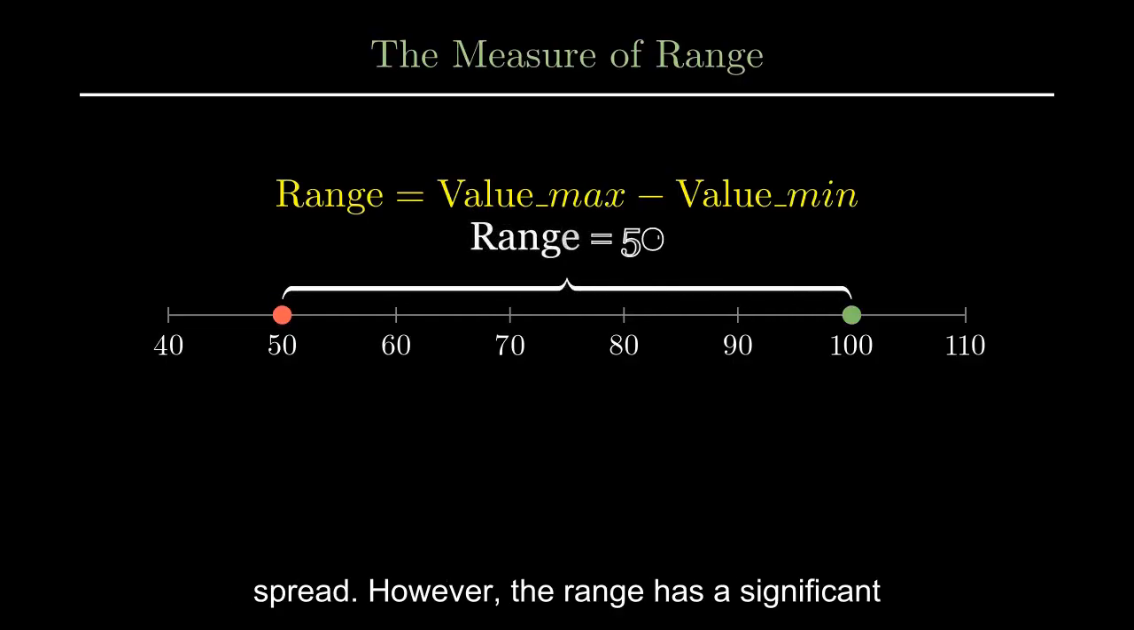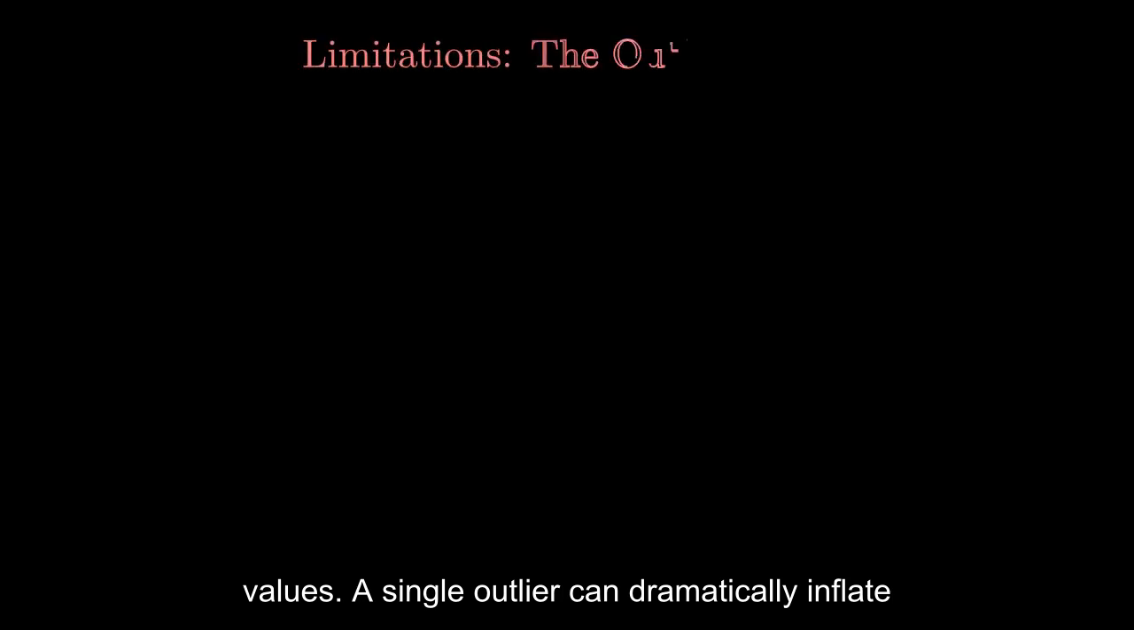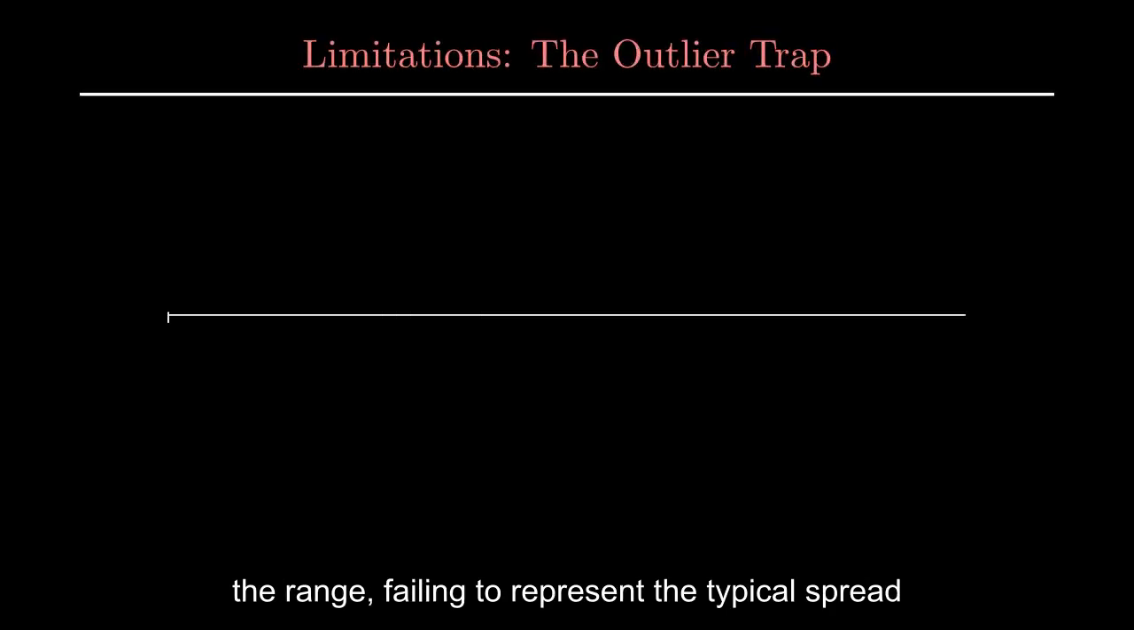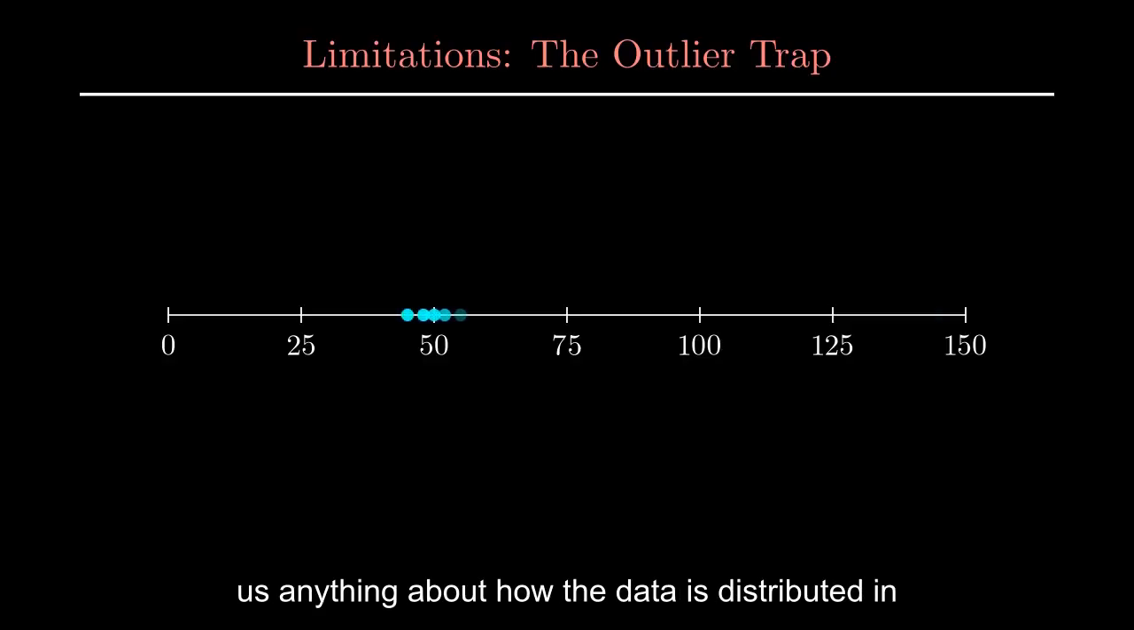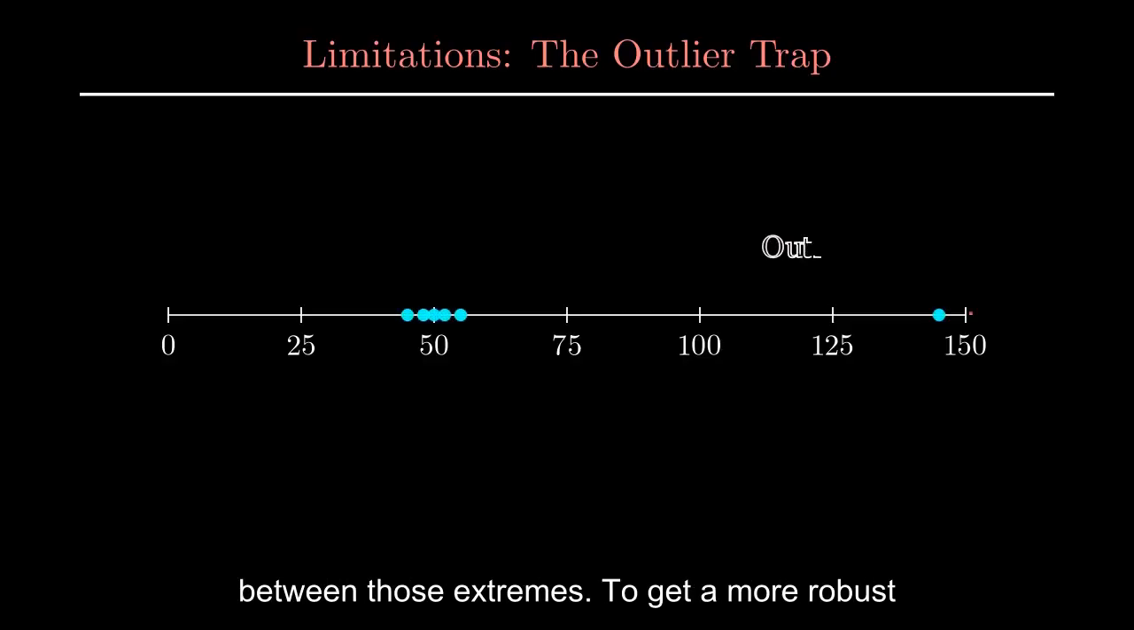However, the range has a significant limitation. It only considers the two extreme values. A single outlier can dramatically inflate the range, failing to represent the typical spread of the majority of the data points. It doesn't tell us anything about how the data is distributed in between those extremes.